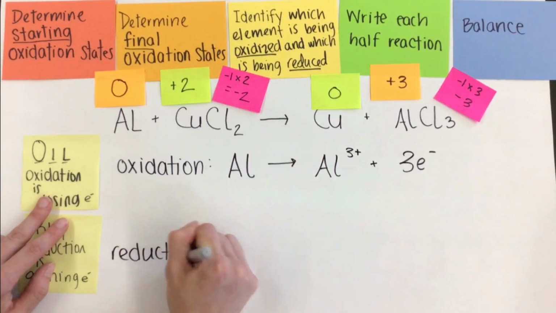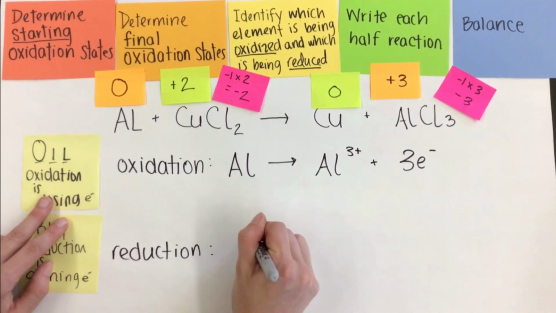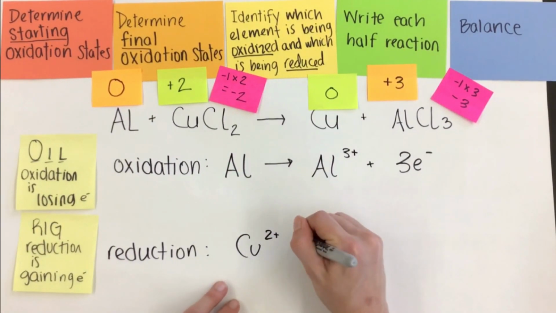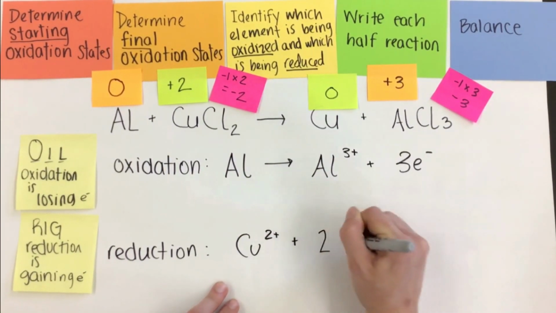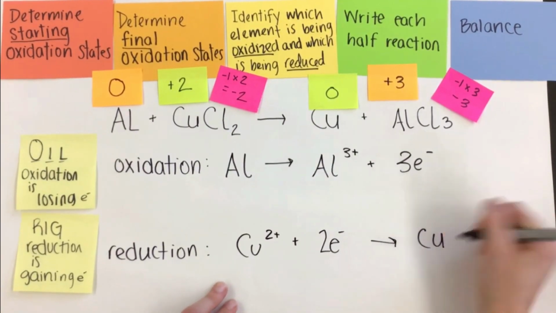Over in the reduction half reaction, copper is going from having an oxidation state of +2 to having an oxidation state of 0. Its oxidation state is being reduced because it is gaining 2 electrons. So I'm going to put my electrons on the reactant side to form neutral copper.